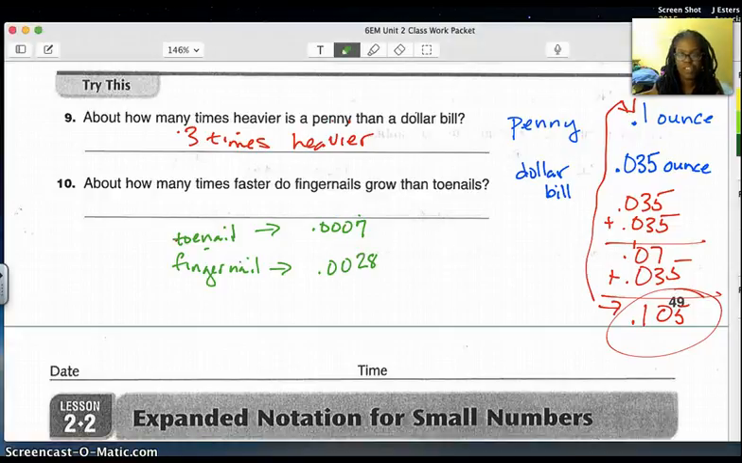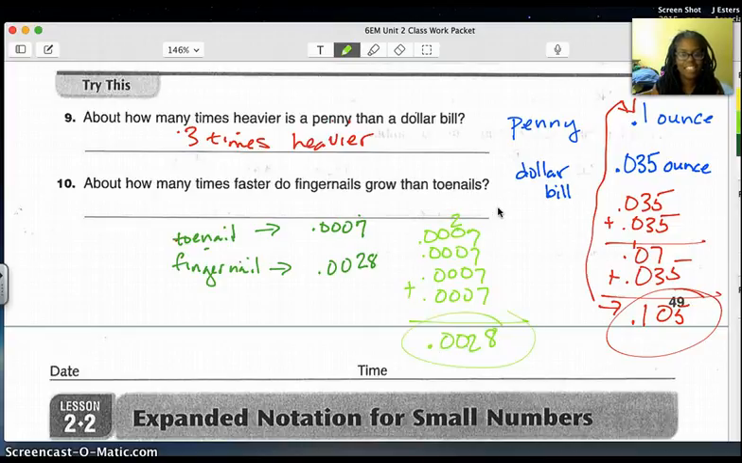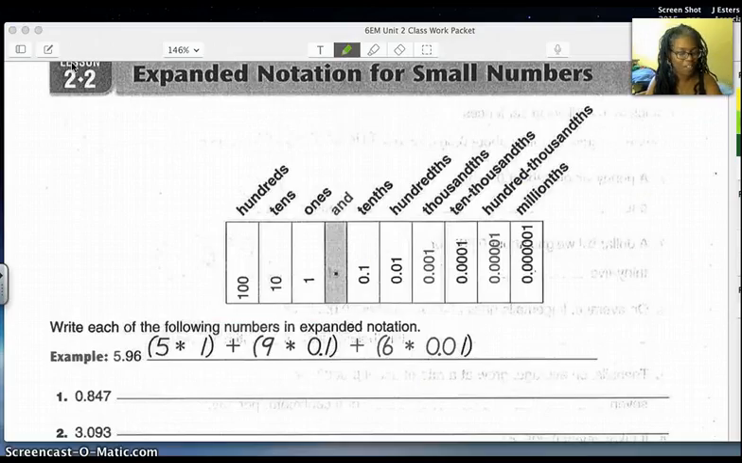But let's go ahead and use the strategy we used last time. So I'm going to add 0.0007 plus another 0.0007. Let me add 4 of them just to see if it gets close to the value that I expect. When I add 4 sevens together, I get 28. 8 down there, carry my 2. And just as I suspected, the rate that a fingernail grows is 4 times the rate that a toenail grows. Okay, enough about fingernails and toenails.